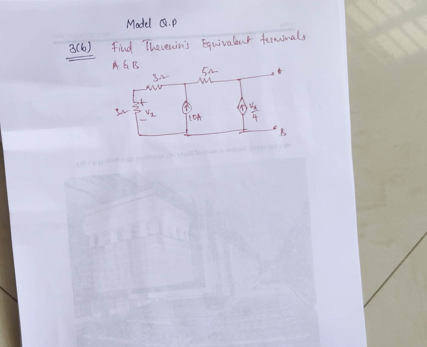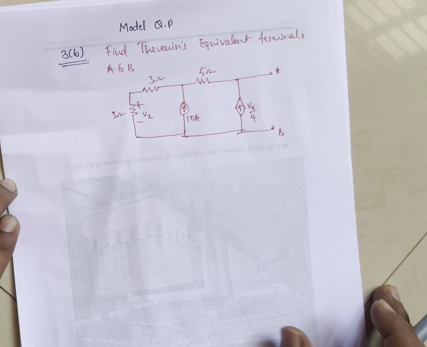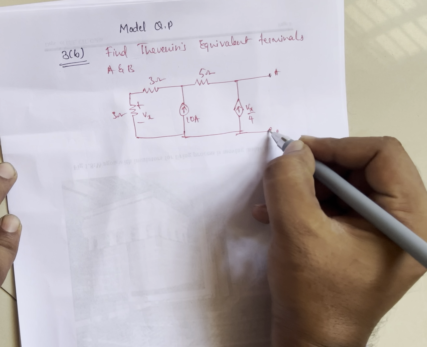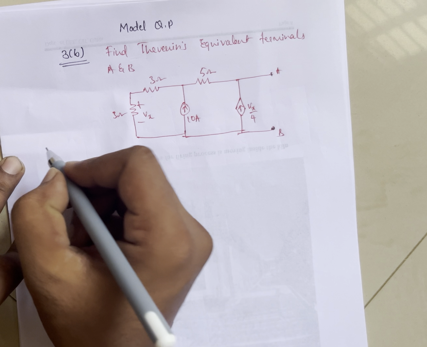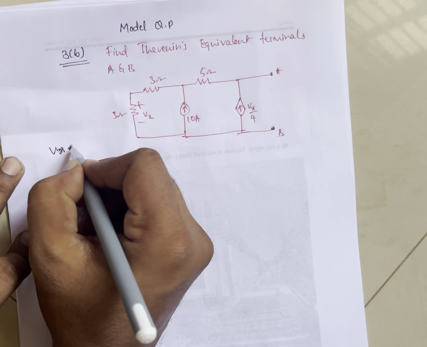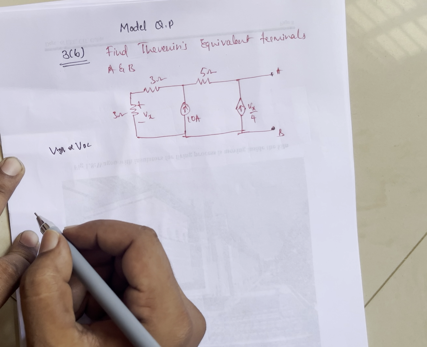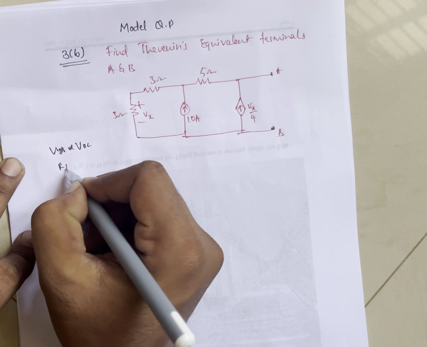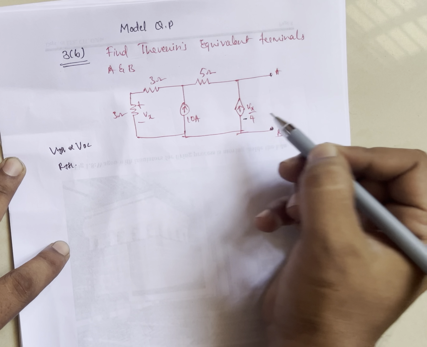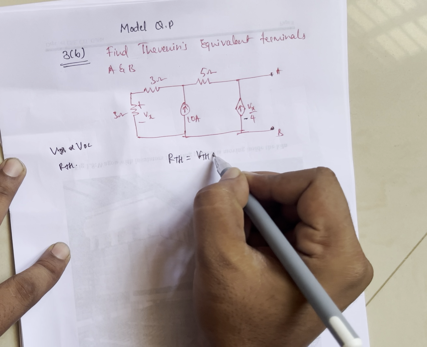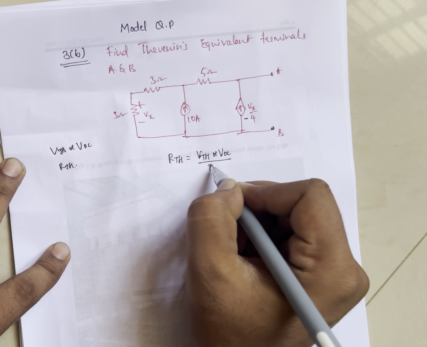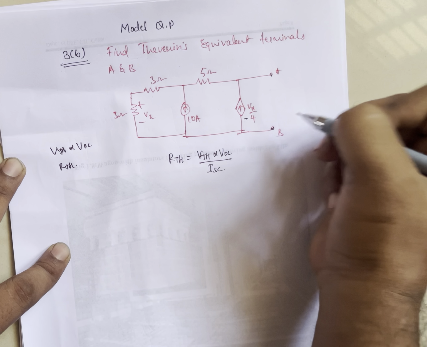So in this video, let's solve problem number 3b from the model question paper. That is, find Thevenin's equivalent at terminals A and B. You have to draw the Thevenin equivalent circuit. To draw it, you need to find the value of VTH or VOC, then you need to get the value of RTH. But there is a dependent source, so to find RTH, you need to find VTH or VOC divided by I short circuit current. Means you need to short circuit this terminal.